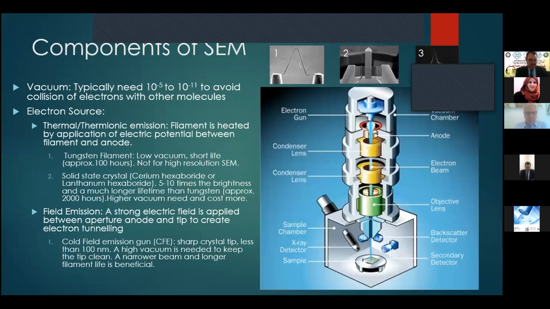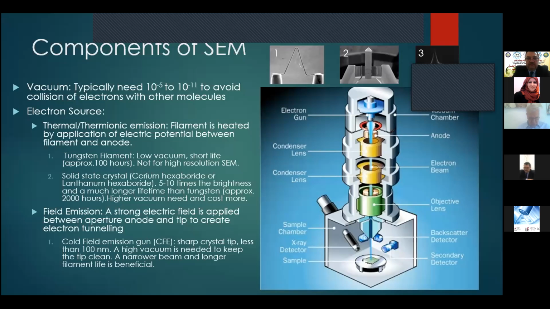So it's either called thermal or sometimes called thermionic emission. This is usually comprised of a filament, which is heated by application of an electric potential between the filament and anode. As you can see in the picture on your right-hand side, you have your anode there, and the filament is basically shown in the picture above you.